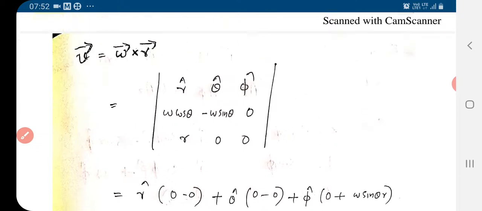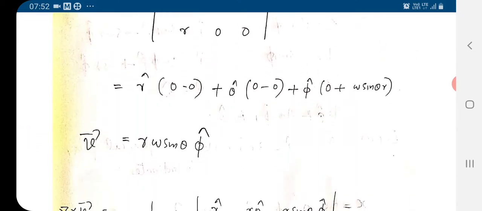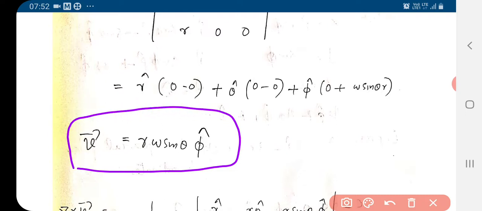So we evaluate this determinant and we get r omega sin theta phi. So this is our v, the vector v, in the spherical polar coordinate system. In this way we understand how we can obtain a vector in the spherical polar coordinate system from the corresponding equation in the Cartesian coordinate system.